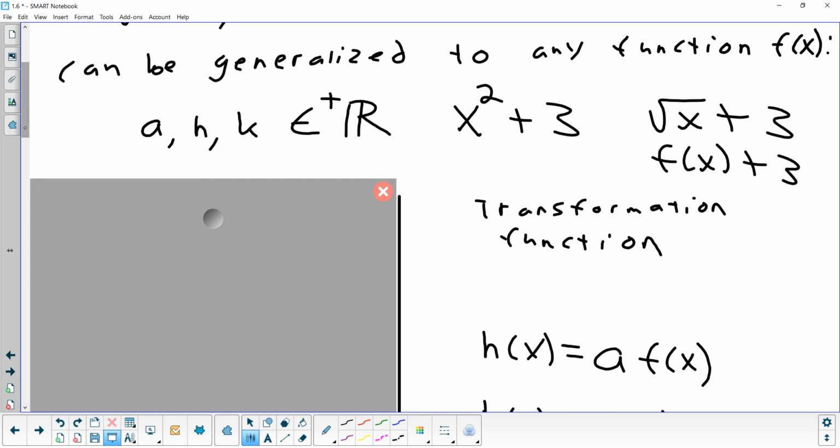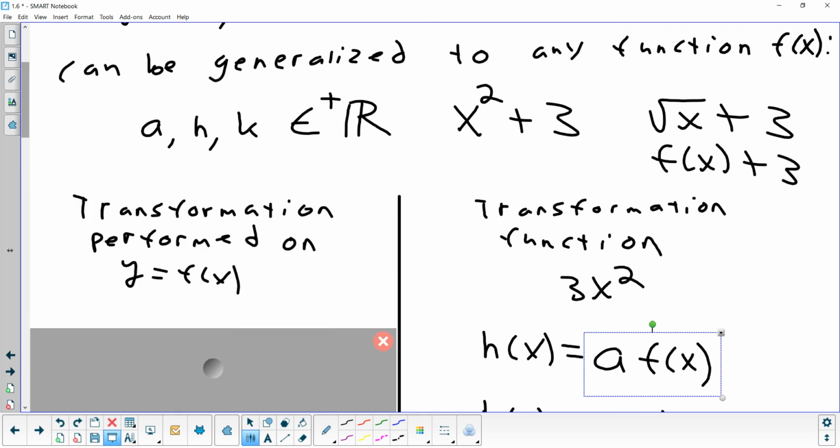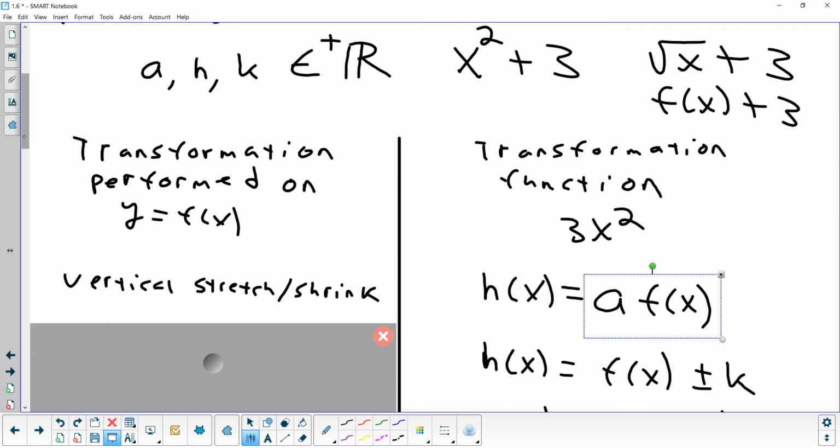But let's start with this one. Does anybody remember when you multiply by a number in front, like this, what does multiplying by a number in front of a function do? Yeah, Jack? Vertical shift. Good. It's a vertical stretch. Could be a shrink. It depends. If it's a fraction, like 1/2, it would be a shrink. If it's a big number, it would be a stretch.